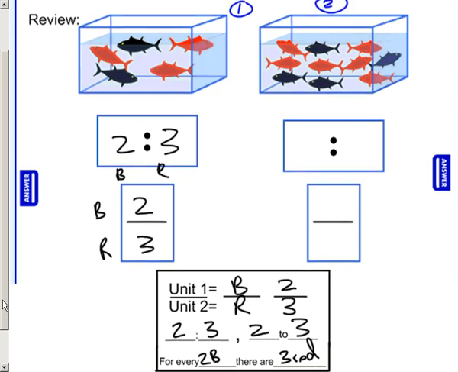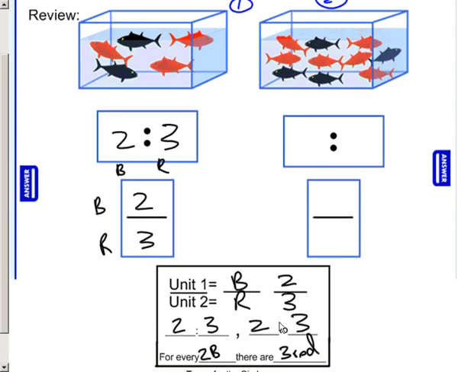Okay, I'd like you to pause the video. You're going to fill out another diagram like this for the next tank. Unpause when you are ready.